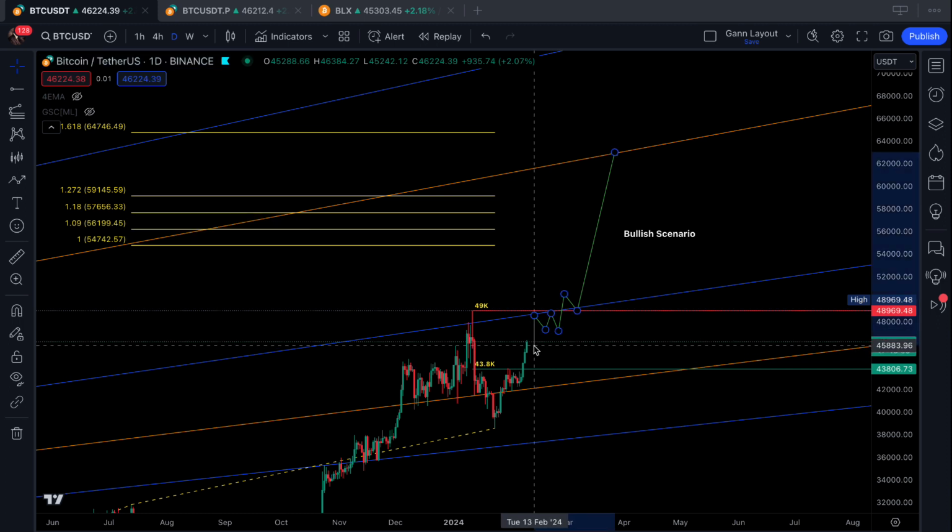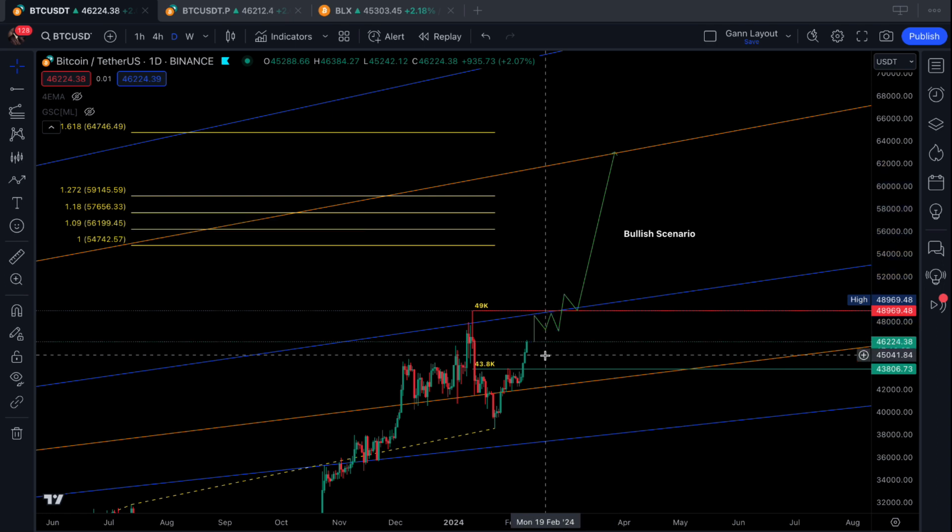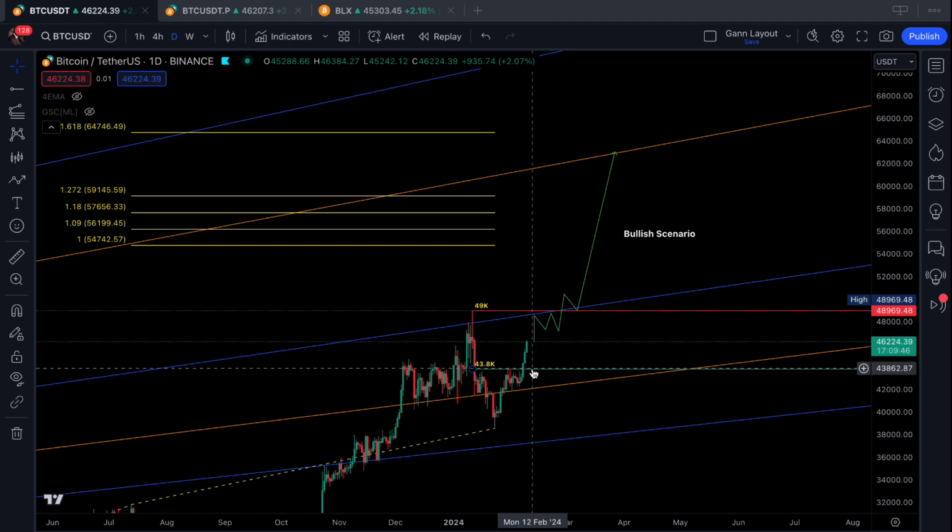Price action seems to confirm a move to higher prices. This is my primary scenario at the moment. This scenario will be invalidated if Bitcoin closes a daily candle below 43.8, preferably with a retest, a bearish retest.